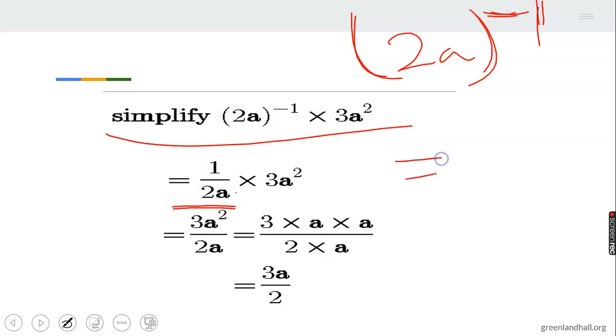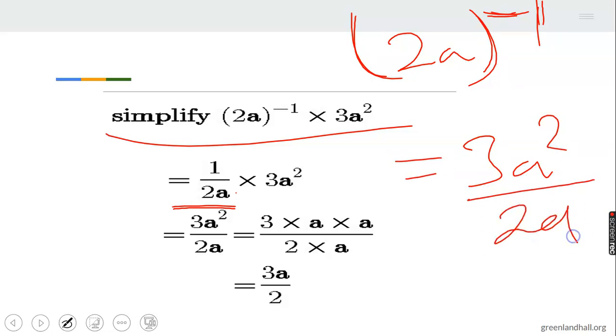Now, you can write it as what? 3a squared all over 2a. Then use our expansion method, 3 times a times a all over 2 times a. Now, when this one cuts this, we have 3a all over 2. That is our answer. All these things are simple, you can just play with them at home.